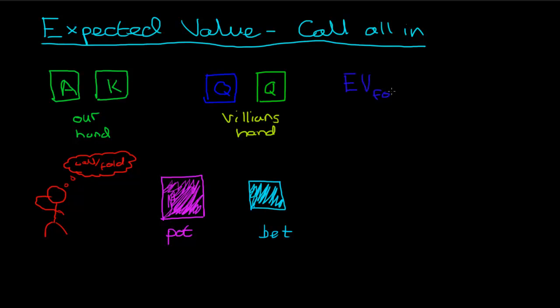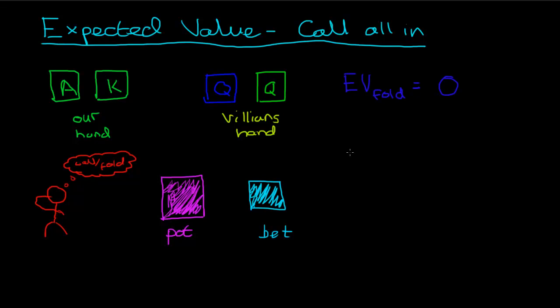of a fold. If we have the best hand and we fold, we win nothing. And if we have the worst hand and we fold, then we also get nothing. So the EV of a fold is 0. I just think that's worth pointing out, even though it's very obvious, because it can turn out to be useful later on comparing the EVs of different decisions.